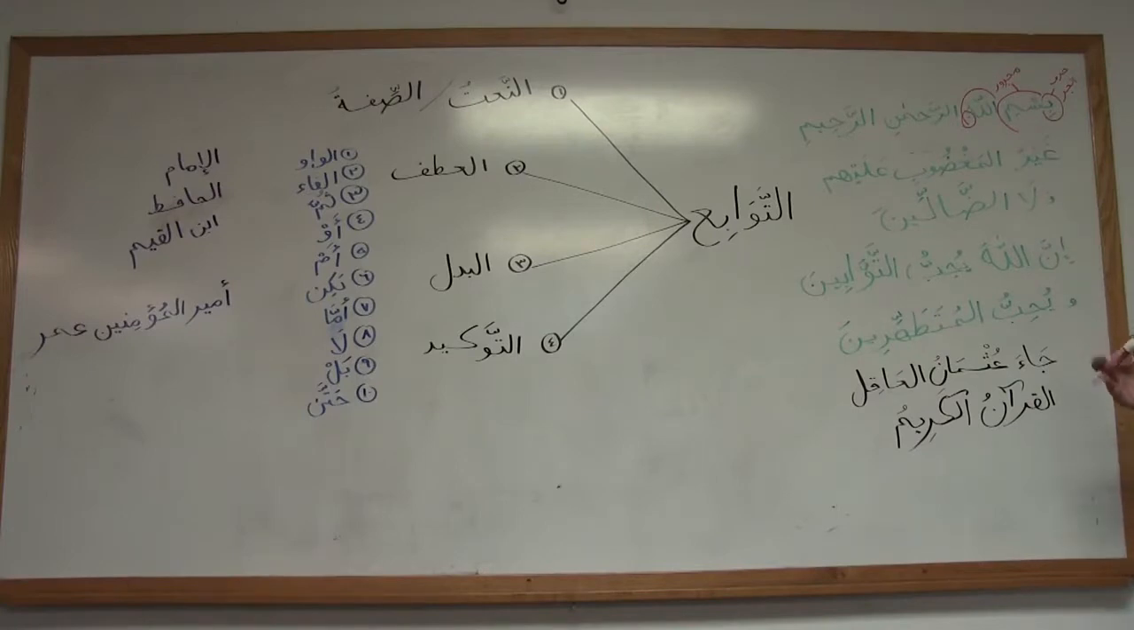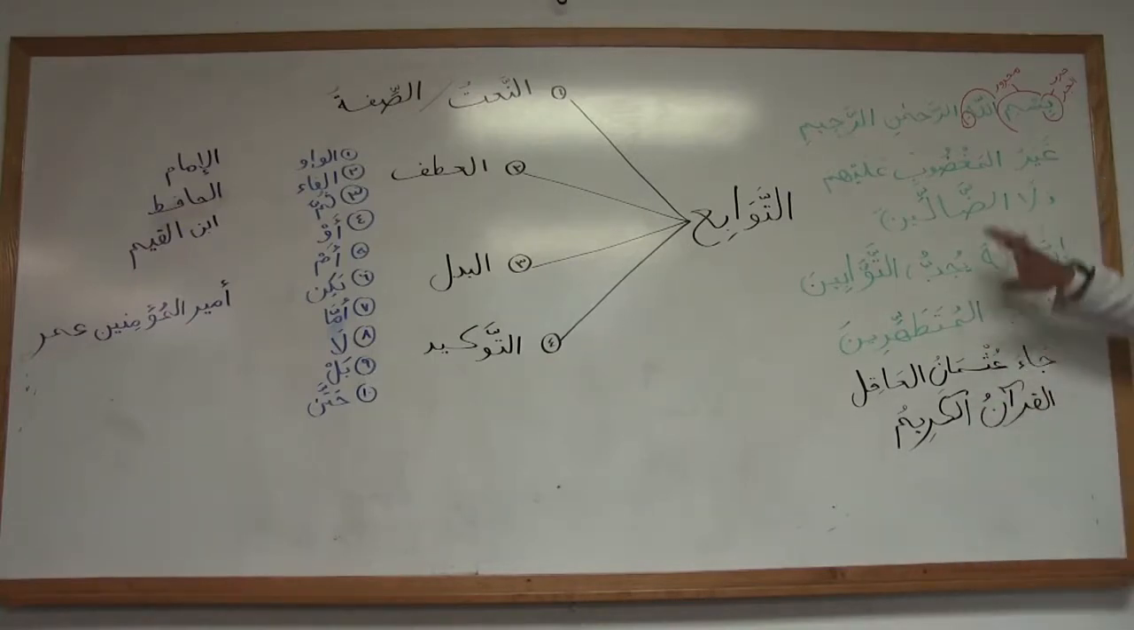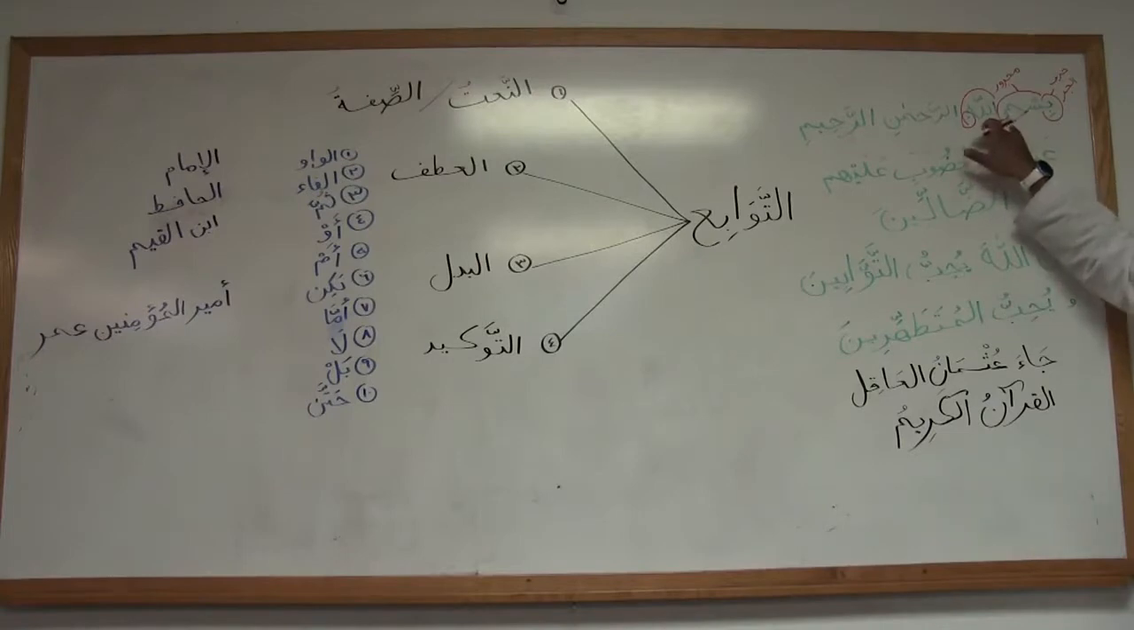So, what are the qualities of something that is mudaf ilayh? One is nakira, one is ma'rifah. Excellent. So is ism nakira? Yes. I only hear one voice. For the brothers watching the video, there's a lot of students here, we're just not hearing them. Tayyib. So this is nakira and this is ma'rifah.